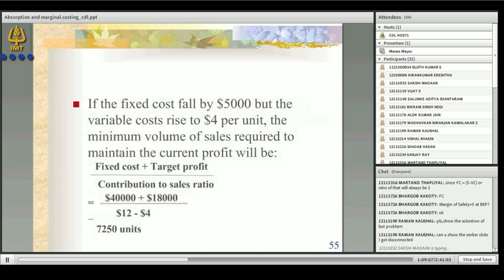So this is how, in the real world, even the cost keeps changing, even the selling price can be changing, right? So if that is happening, then how your break-even calculation will be changed. This is what I just tried to make clear using these two examples. Now, limitations of break-even point.